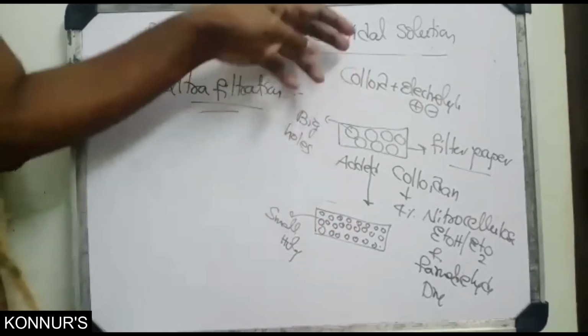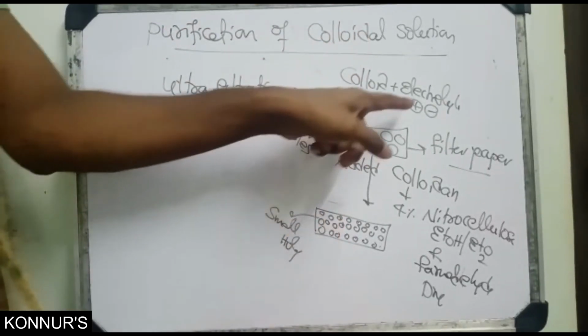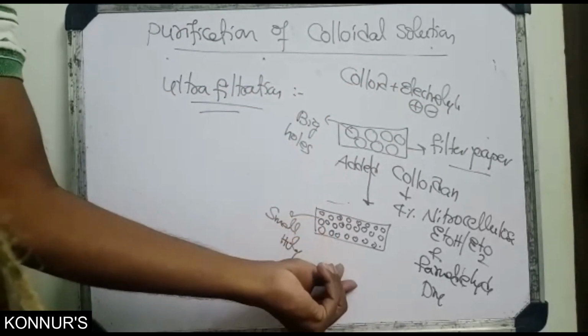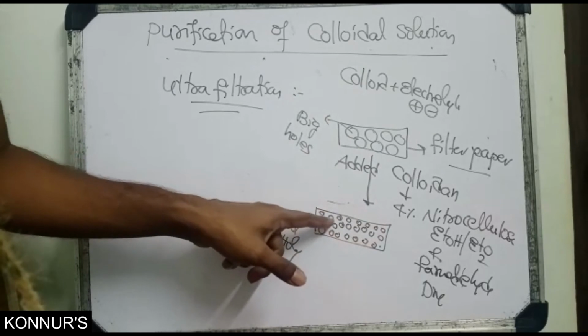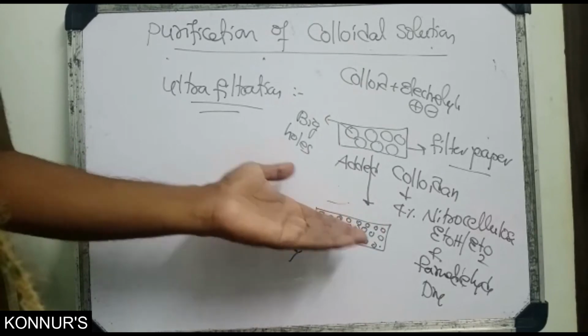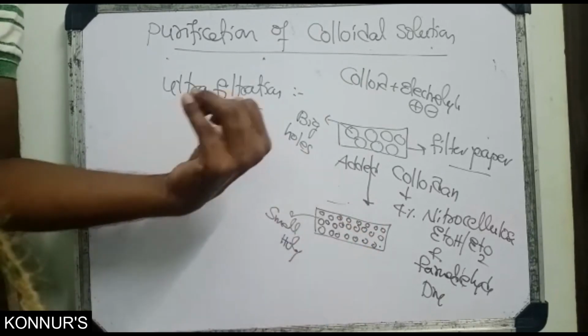Now you pour the colloidal solution on this. What happens? Only the electrolytes go down. The large colloidal particles are stopped on the surface of the filter paper, so they can be easily separated out.